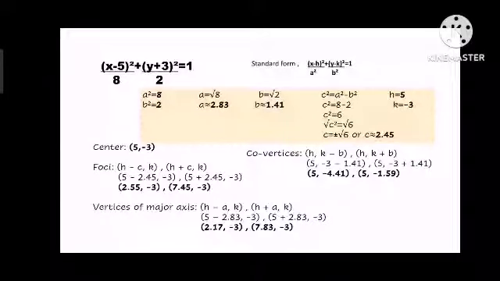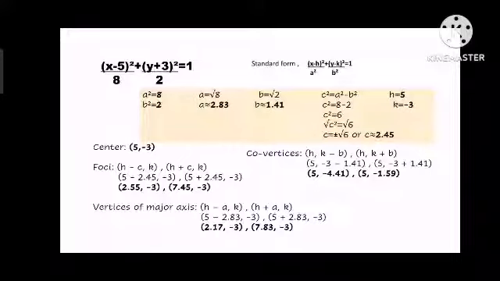So, next will be the foci. Since we already know the values of c, and based on the table earlier, the foci are (h minus c, k) and (h plus c, k). Since we know the values of h, c, and k, we're going to substitute h to 5, c to 2.45, and k to negative 3. So we have (5 minus 2.45, negative 3) and (5 plus 2.45, negative 3).